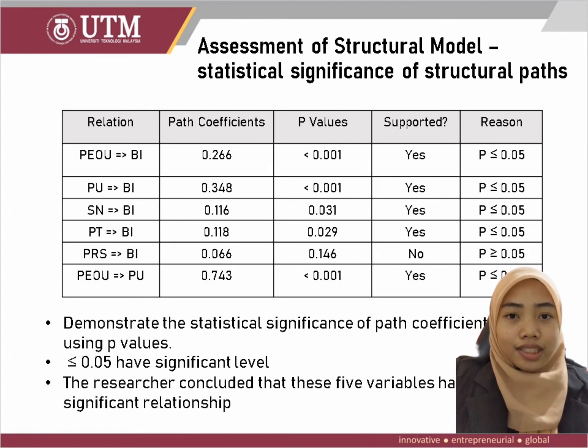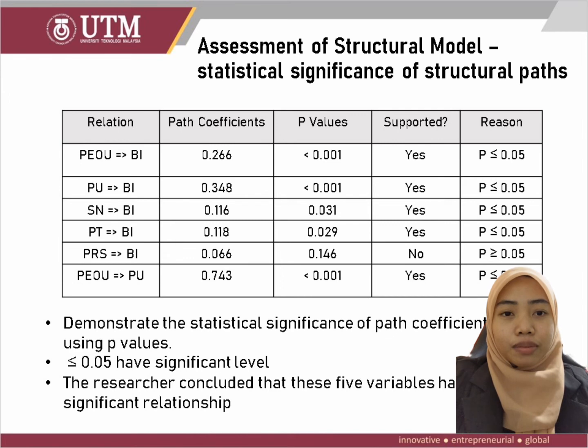Furthermore, statistical significance of structural path. It is to demonstrate the statistically significant path coefficient using p-values. P-values must be lower or equal to 0.05 to achieve a significant relationship. Based on the table, the researcher concluded that 5 out of 6 relationships are significant.